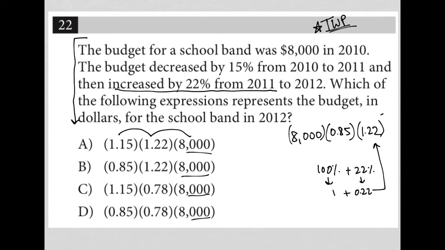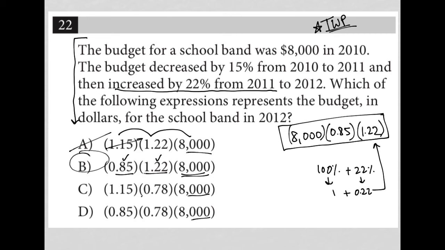Which of the following expressions represents the budget in dollars for the school band in 2012? Well, we're just trying to see which one of them has these exact same terms that are being multiplied. So you have 1.15. I don't have a 1.15, so A is gone. Choice B, 0.85. I have that. 1.22. I have that, and 8,000. So B must be the correct answer.